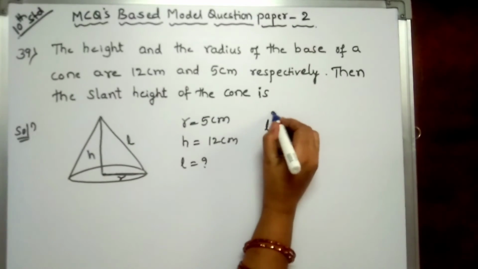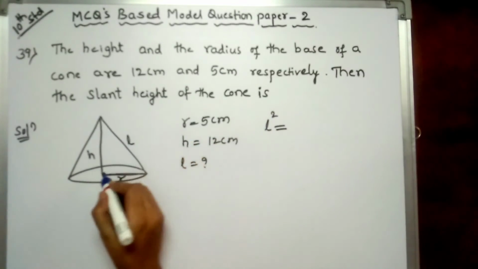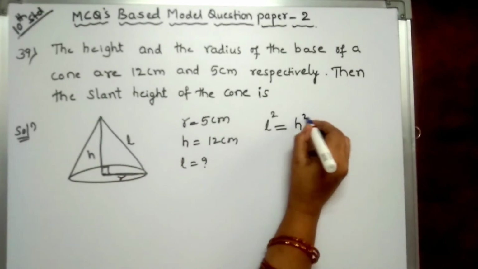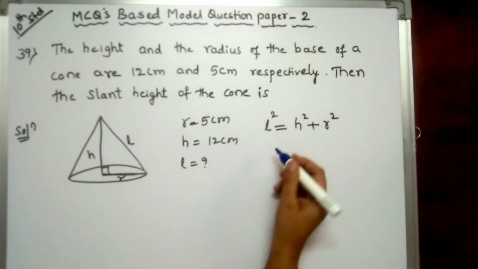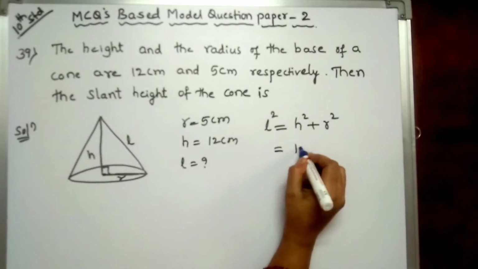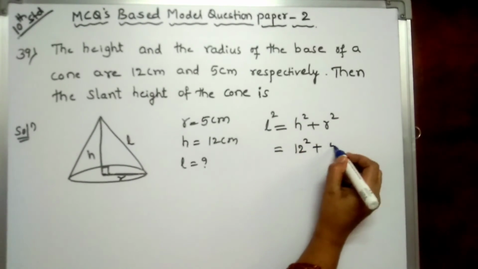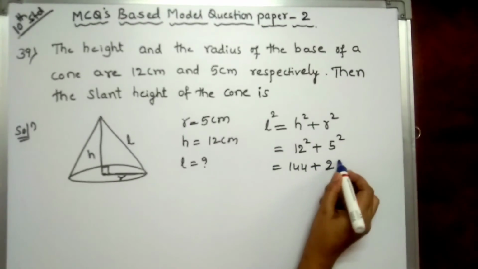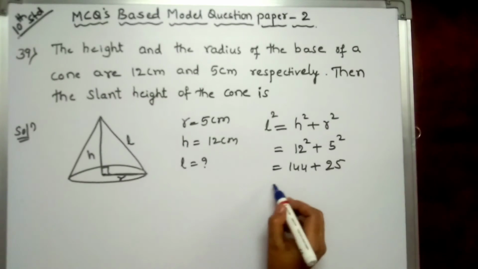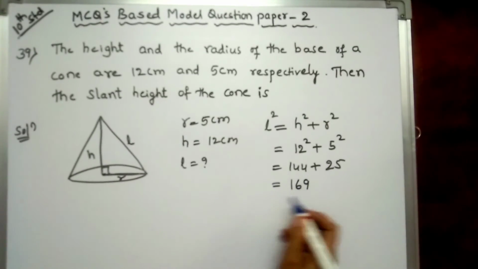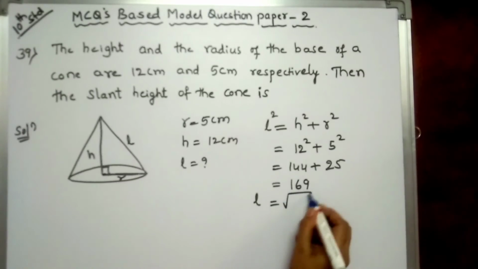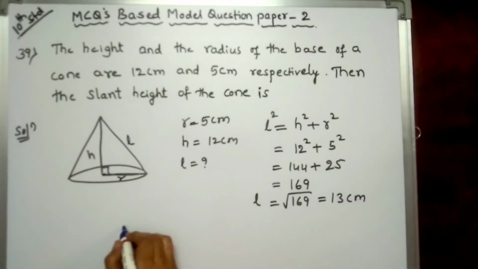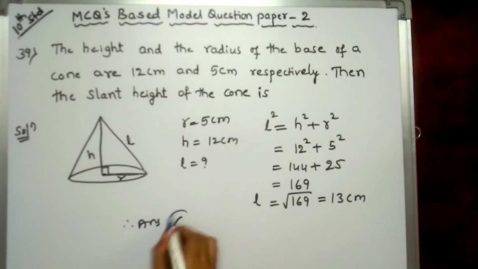So using Pythagoras theorem, it is a hypotenuse and it is 90 degree. Now this one is the hypotenuse. So L square is equal to h square plus r square. H square is 12 square, r square is 5 square. 12 square is 144, r square is 25. So it is total 169. So L is equal to square root of 169, 13 centimeter. So answer option C.